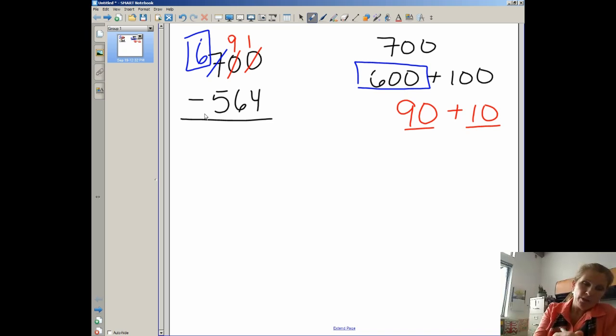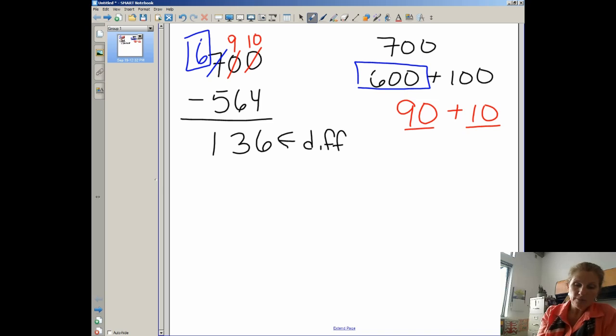This one I should have written 10 because I gave it not just 1, but I gave it 10, right? So now I'm going to have 10 minus 4 is 6. 9 minus 6 is 3. And 6 minus 5 is 1. And that, I believe, is my difference.